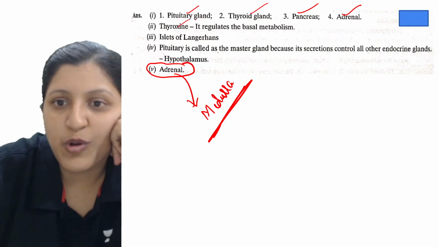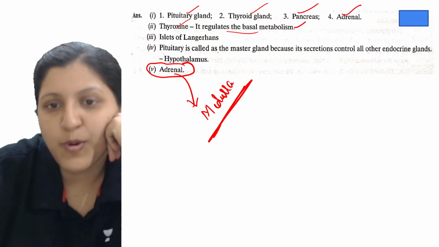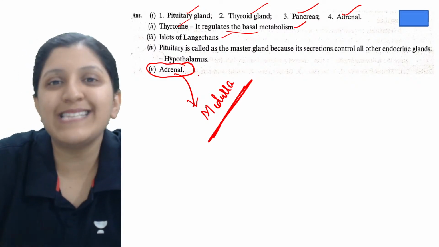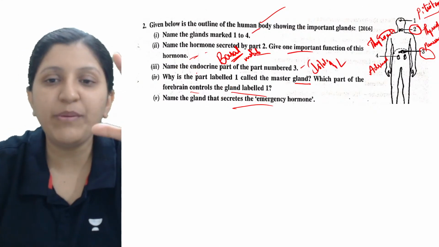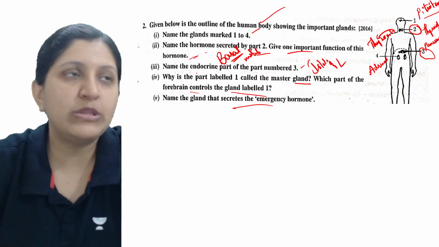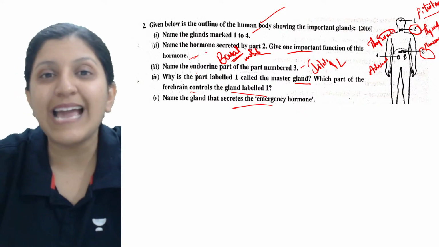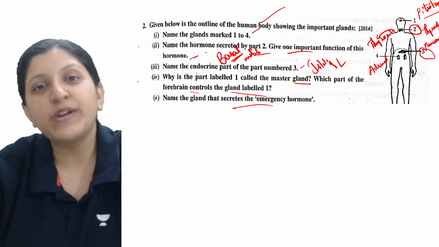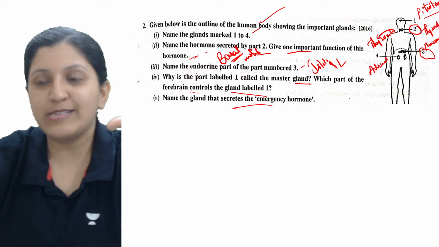Okay, so thyroxine regulates the basal metabolism. Islets of Langerhans are the endocrine part. So what exactly is the exocrine part? This is about the pancreas. So pancreas is actually a heterocrine gland, where it can act as an endocrine as well as an exocrine gland. So that's the reason.